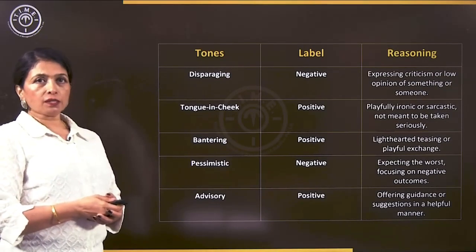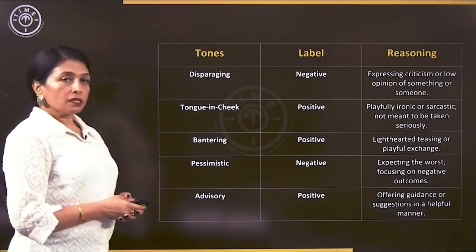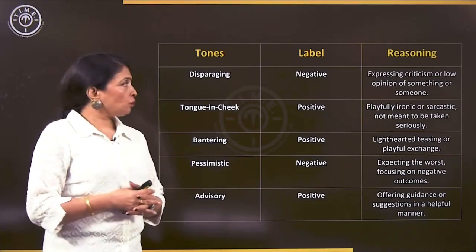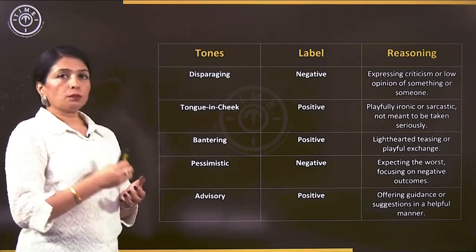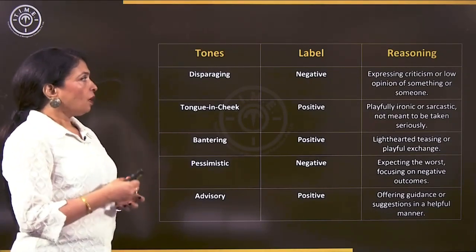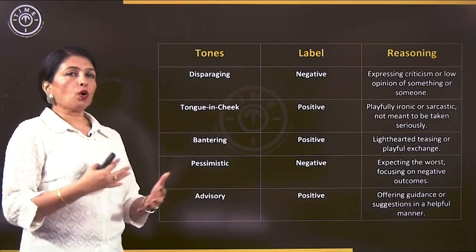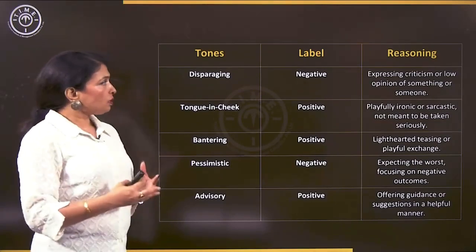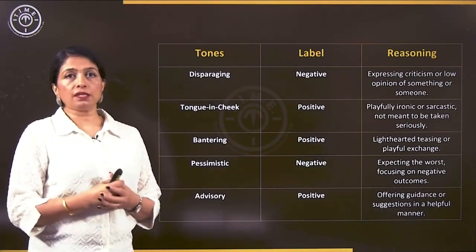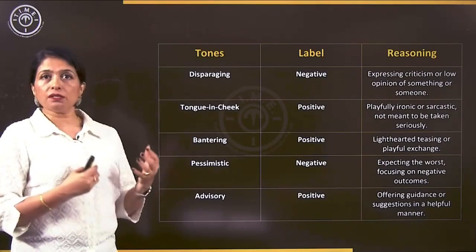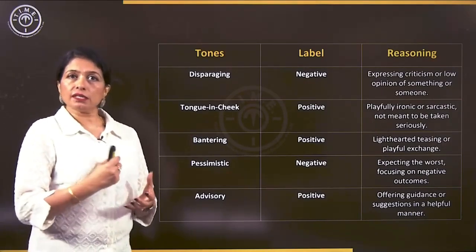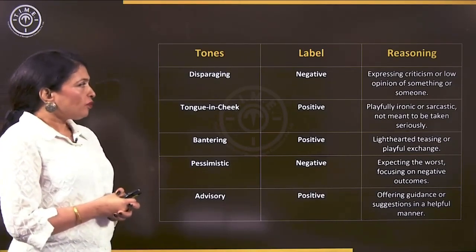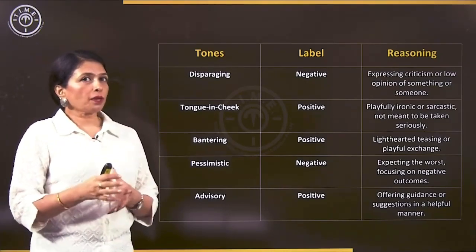Moving further, we have the next one which is disparaging. Disparaging is always negative because it expresses something which is dotted with criticism or has a low opinion of something or of someone. So, be it a person or a situation, when the author has a very low opinion of this or the author is full of criticism about this, then the author's tone is said to be disparaging and therefore it reflects negativity. Tongue-in-cheek. Tongue-in-cheek is positive because it's playfully ironic or sarcastic and is not meant to be taken seriously.